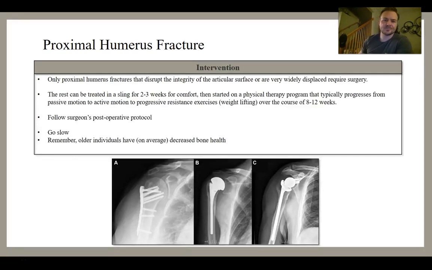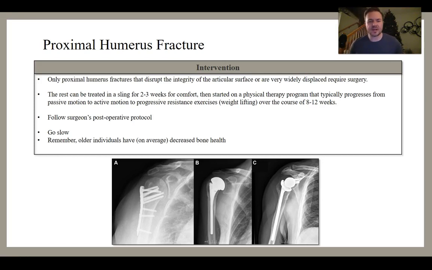And then finally here, interventions. So only proximal humerus fractures that disrupt the integrity of the articular surface, meaning the joint space, or bone that's widely displaced, require surgery. So if it's not affecting the joint and it's not a very displaced fracture, they might just put you in a sling. Otherwise, you might need surgery.